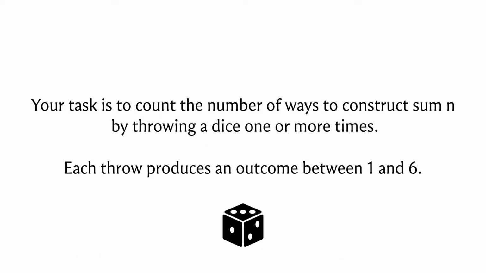So this is pretty much the entire problem statement. It says that your task is to count the number of ways in which you can construct a sum n, which is a given number, by throwing a dice one or more times. Each throw of the dice produces an outcome between 1 and 6.